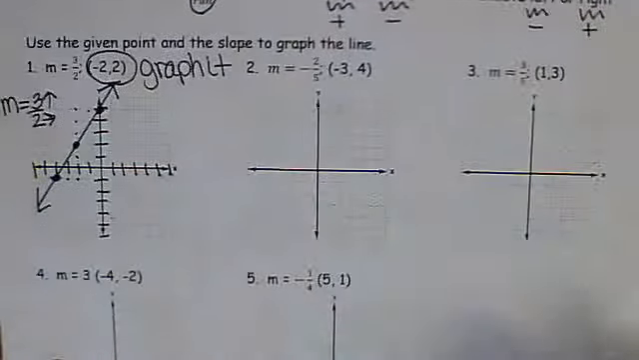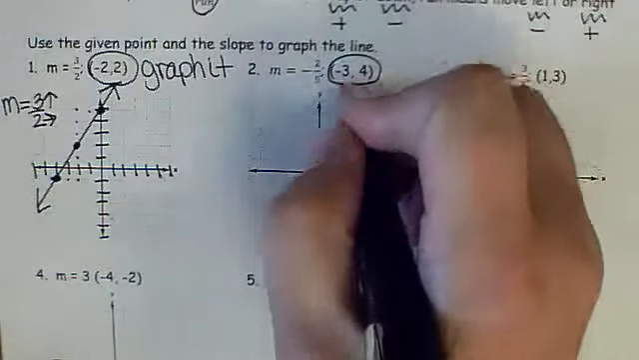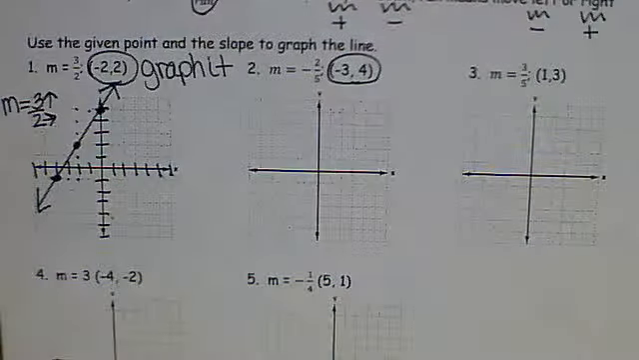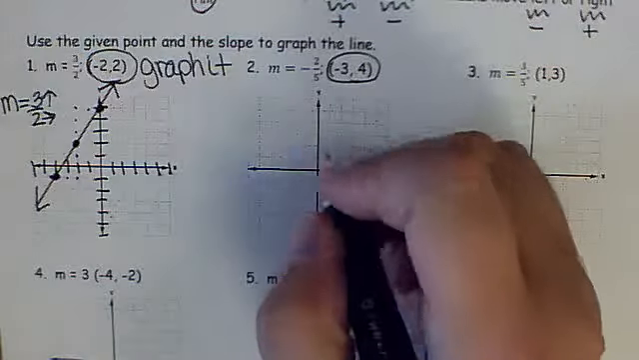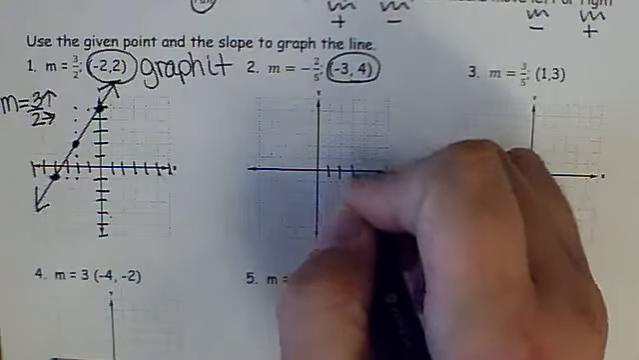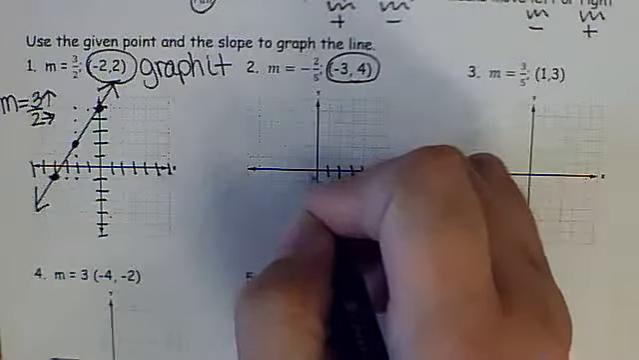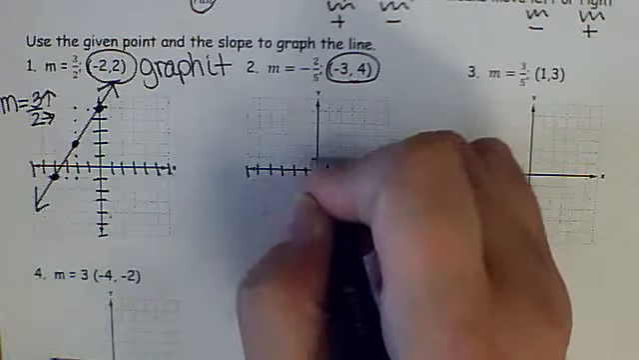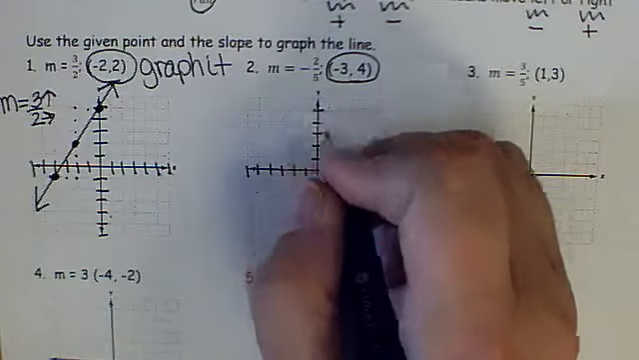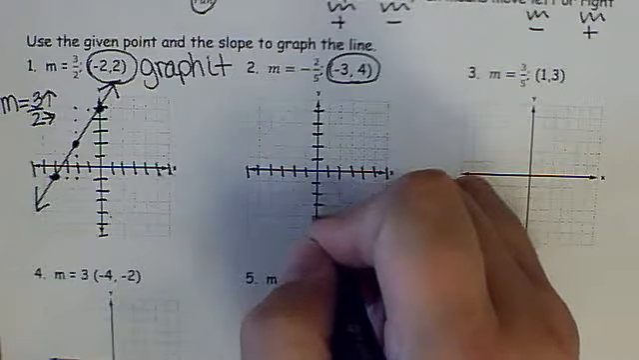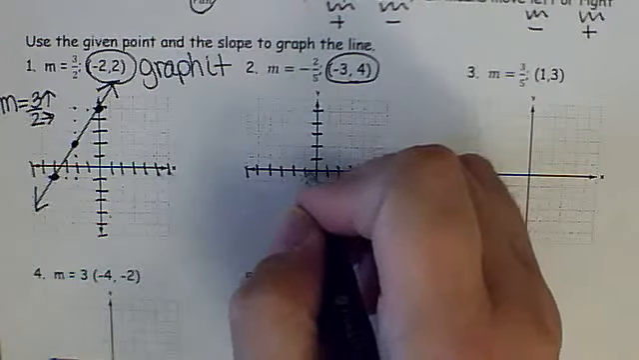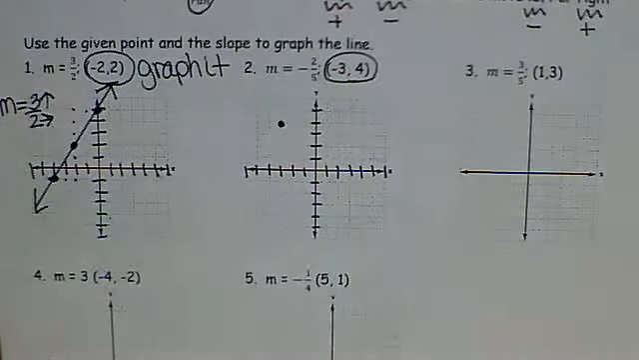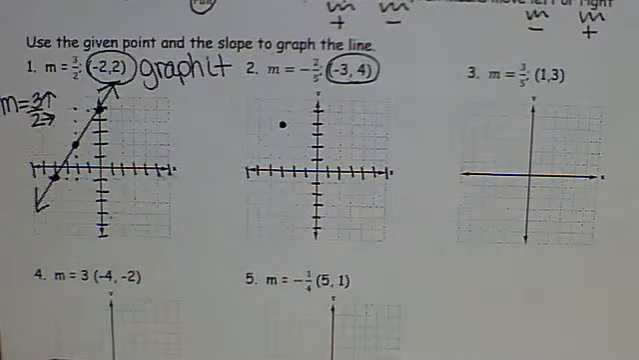So number 2, we have the point (-3, 4) and m equals -2/5. I'm going to ignore the m for a minute and plot the point (-3, 4). So on your piece of graph paper, plot the point (-3, 4). So (-3, 4) is right there. Now our m is -2/5.